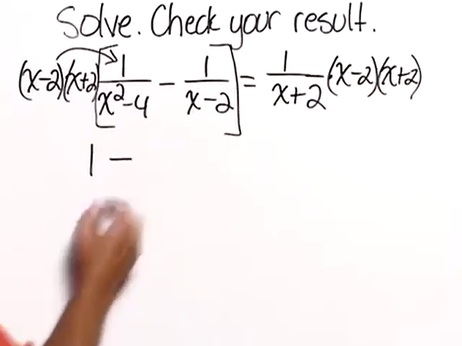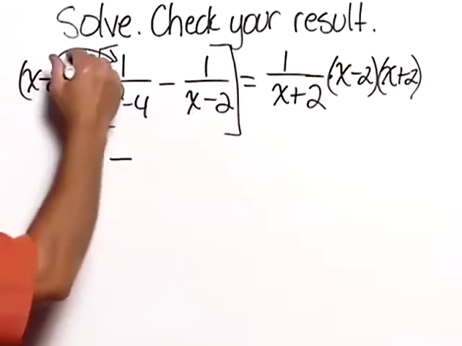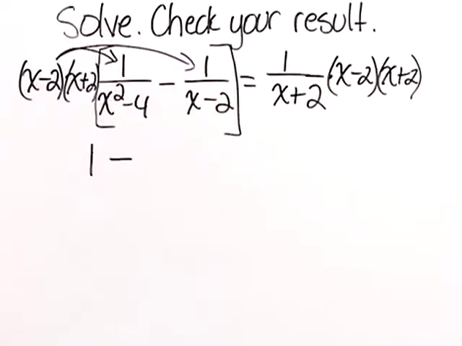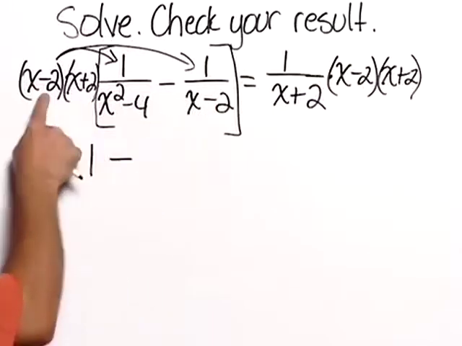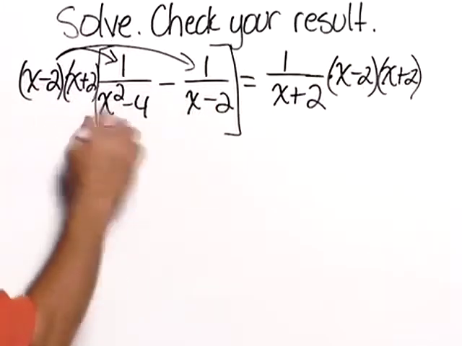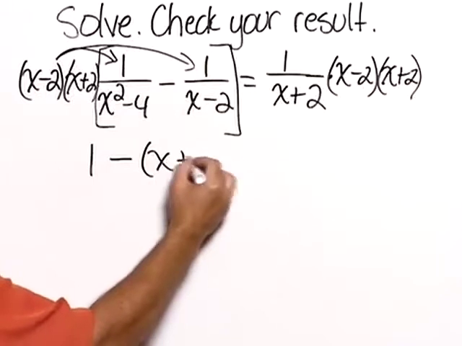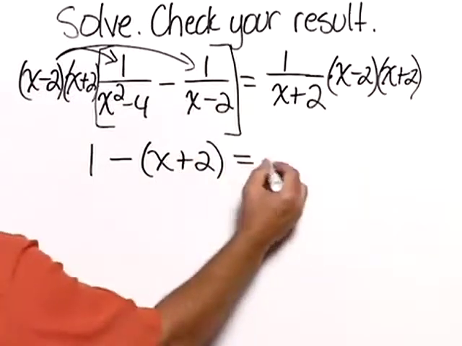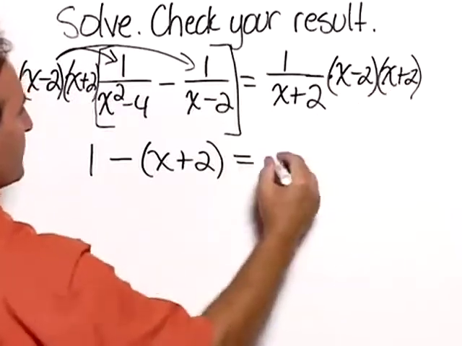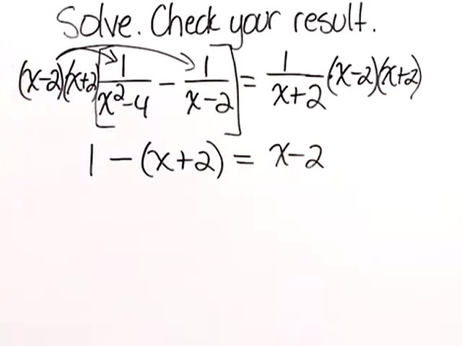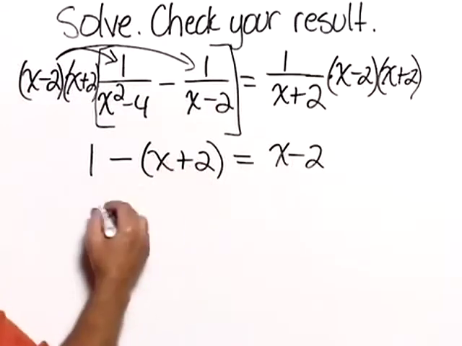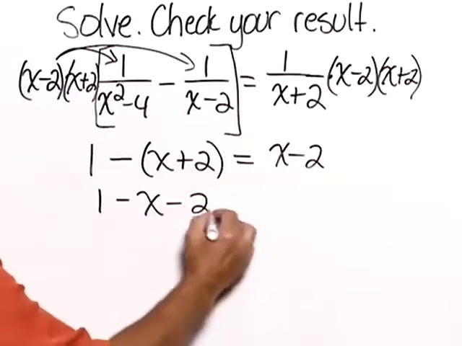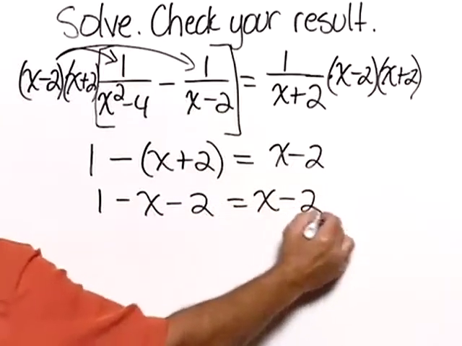Then we have minus. When we distribute the x minus 2 times x plus 2 here, the x minus 2's will cancel, leaving us with the subtraction of x plus 2. On the right-hand side, our x plus 2's will cancel, leaving us with 1 times x minus 2, which of course is just x minus 2. Distributing the minus sign here, we have 1 minus x minus 2 equals x minus 2.